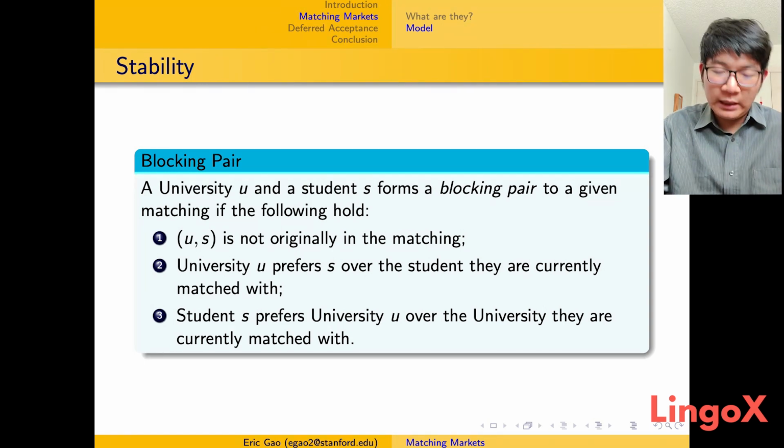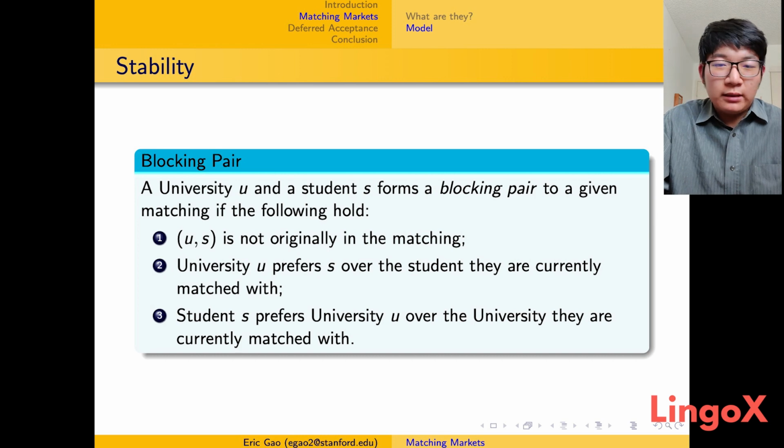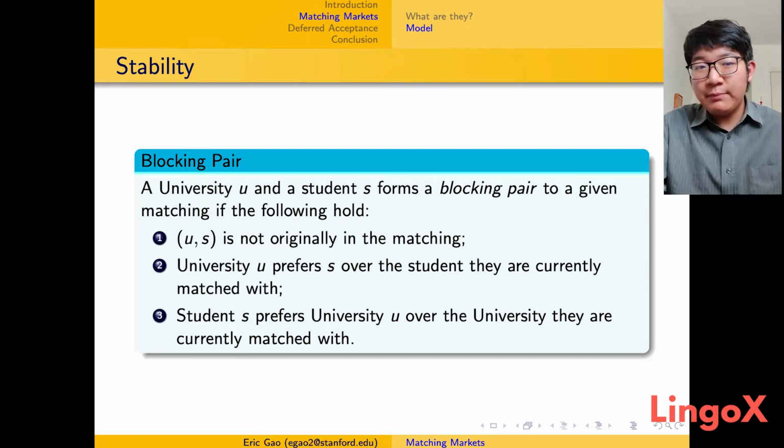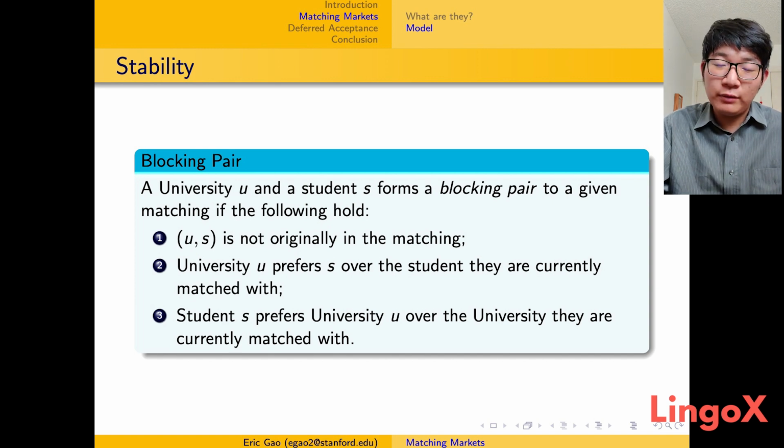So first, they cannot be matched with each other originally, right? Because if the matching market tells them to match to each other, then they're already matched together, and it's not an outside option if they decide to match with each other. Second, the university must prefer the student over the student that the matching market tells them to match with. And similarly, the student must also prefer to match with the university over the university that they're assigned to.